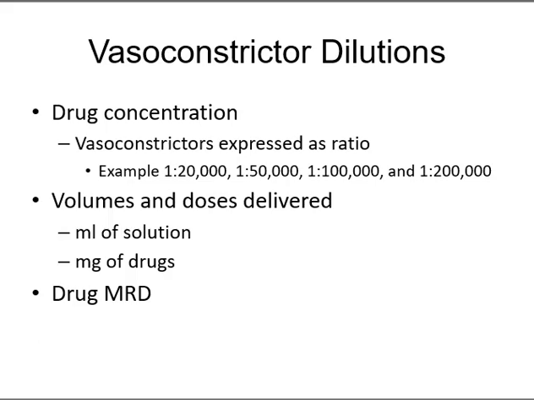So the drug concentration of vasoconstrictors is expressed as a ratio. So we have 1 to 20,000, 1 to 50,000, 1 to 100,000, 1 to 200,000. Volumes and doses delivered: milliliters of solution, milligrams of drug. So it's the same example that I gave, the sugar dissolved in the Coke is the drug, the vasoconstrictor drug itself dissolved in the water. And the drug MRD.